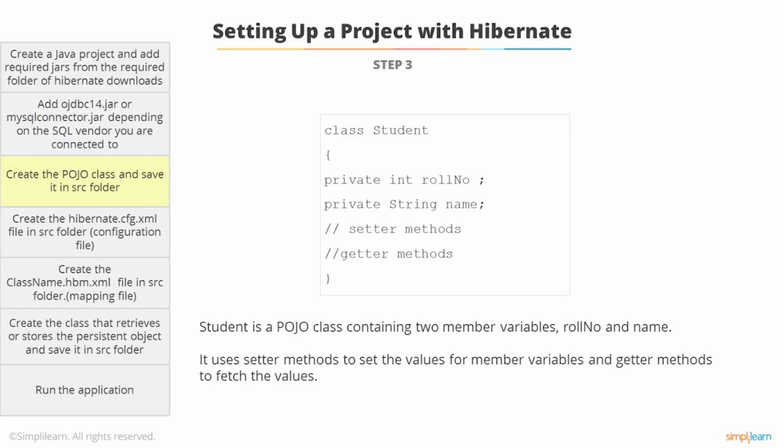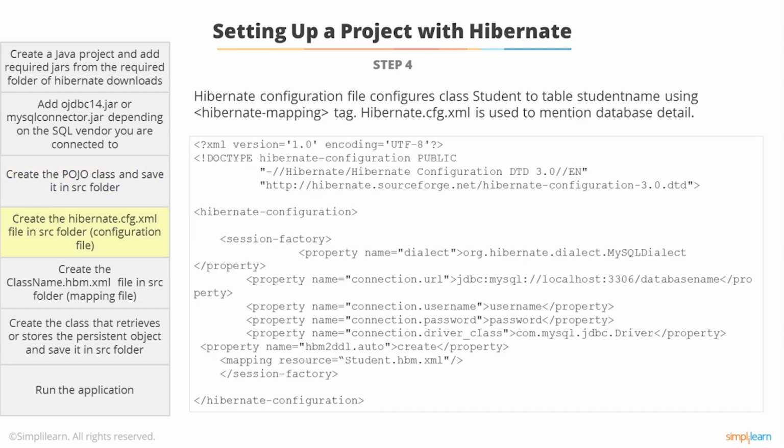So here we have roll number and name. Then you create the Hibernate configuration XML file. Here you see the property mappings done. You see the connection URL to the database, the username, password, and the driver name. You see the hbm2ddl auto property set to create, which indicates every time you run the application, it will create the table. If the table exists, it will drop it and create a new table.